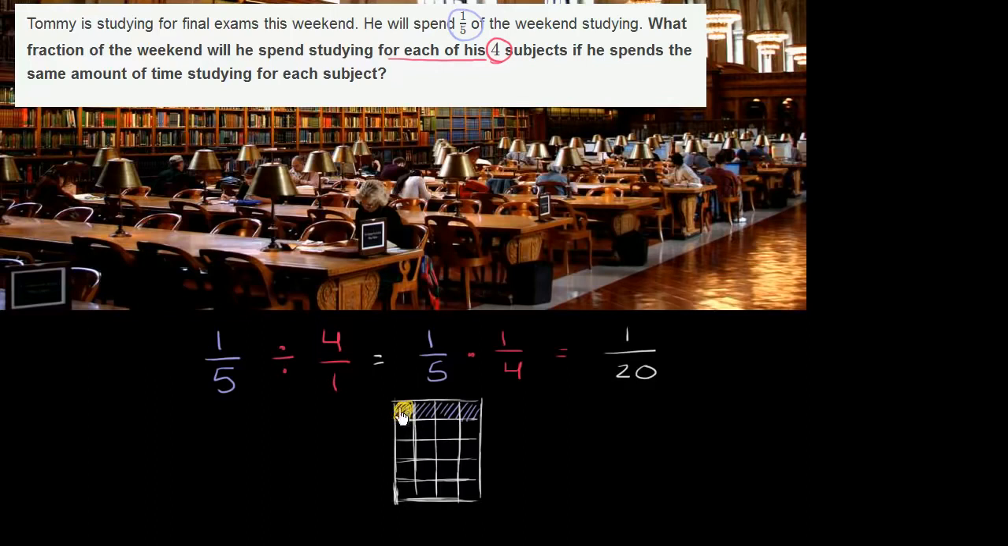And what is that? Well, that's 1 over how many equal sections are there of that size in the weekend? Well, I've just drawn out the grid. You had 5 rows, and now you have 4 columns. So 5 rows times 4 columns, you have 20 equal sections. So once again, looking at it visually, he's spending 1/20th of his weekend on each of the 4 subjects.